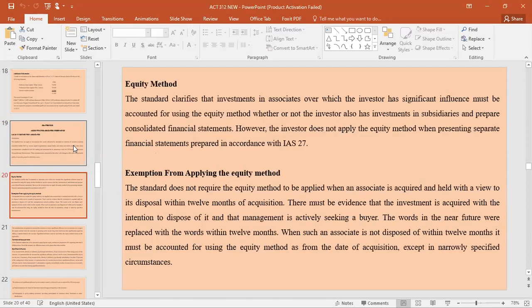Now, the standard clarifies that investment in associates over which the investor has significant influence must be accounted for using the equity method, whether or not the investor has invested in subsidiaries and prepared consolidated financial statements. However, the investor does not apply the equity method when presenting separate financial statements prepared in accordance with IAS 27. So that is basically what the standard is saying, that once you have significant influence and you are consolidating your books, then you use the equity accounting method in consolidation.